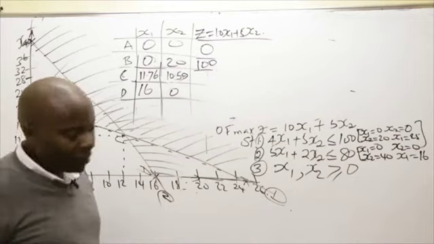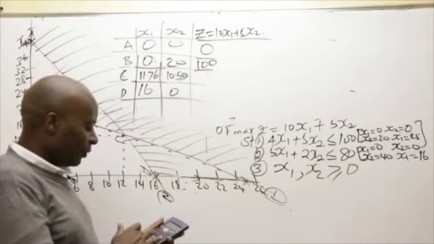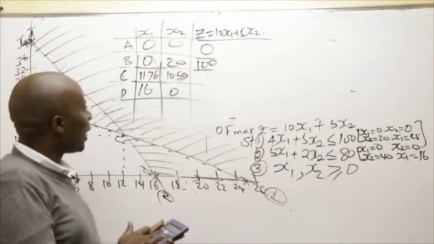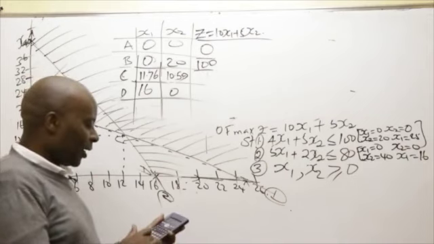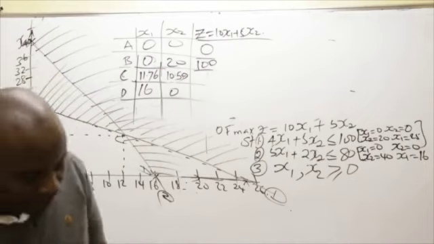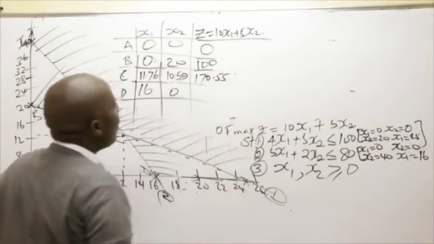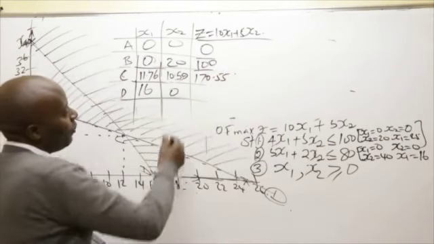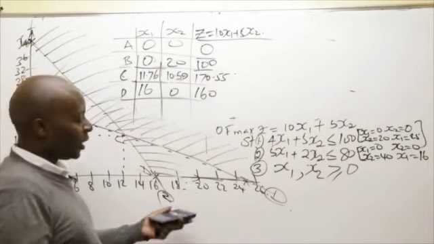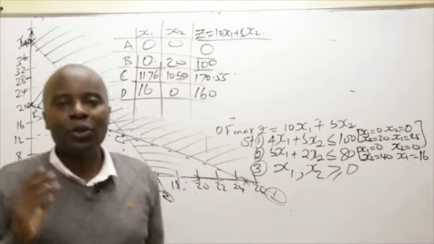Corner C, I have my figure. It will be 10 times 11.76 plus 5 times 10.59. Is there somebody who is getting a figure there? For corner C, 170.55. And then we have corner D, which of course will give me 10 times 16, that is 160.